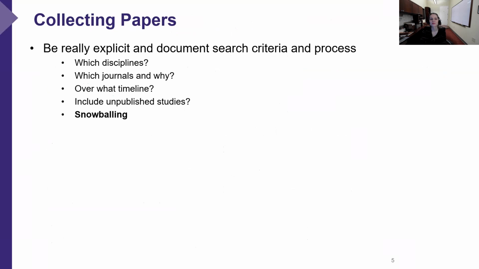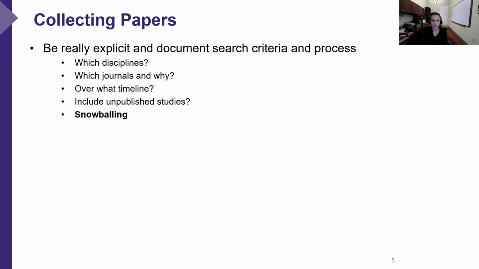Collecting papers. I think Ahmet also made a lot of the points that I was going to highlight here. So which disciplines are you going to search? What makes sense for you? Which journals, and what is your cutoff for journals, and why is that the cutoff? Some people use citations as an indicator of quality, but that probably eliminates a lot of newer papers that have not had the chance to gain the citations over time. So you kind of have to be mindful of that.